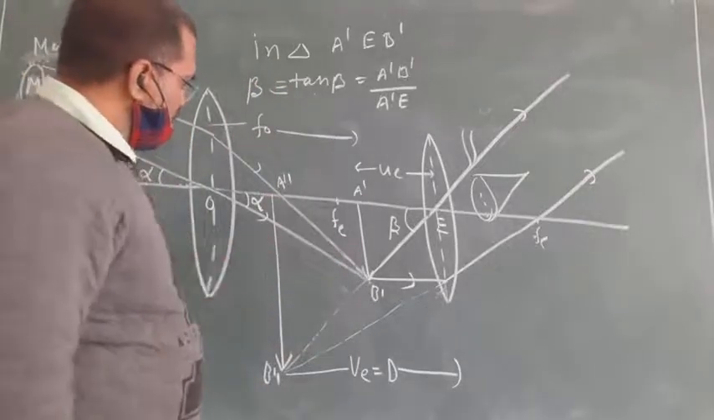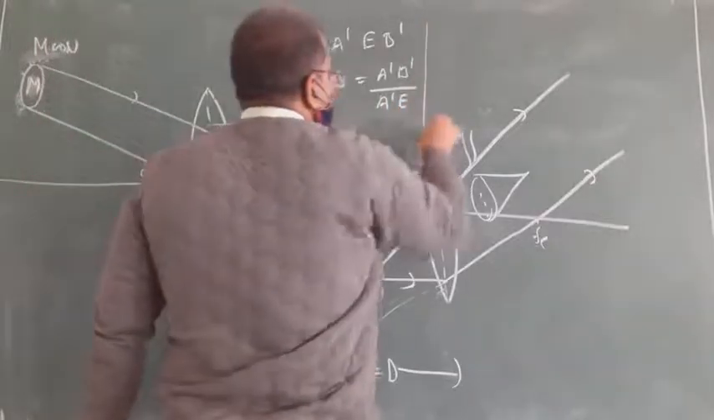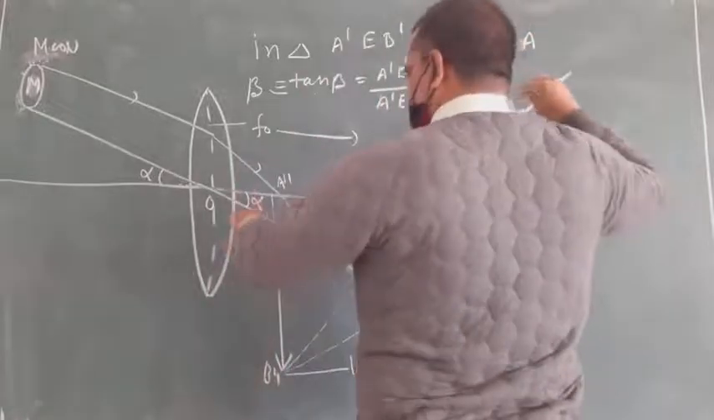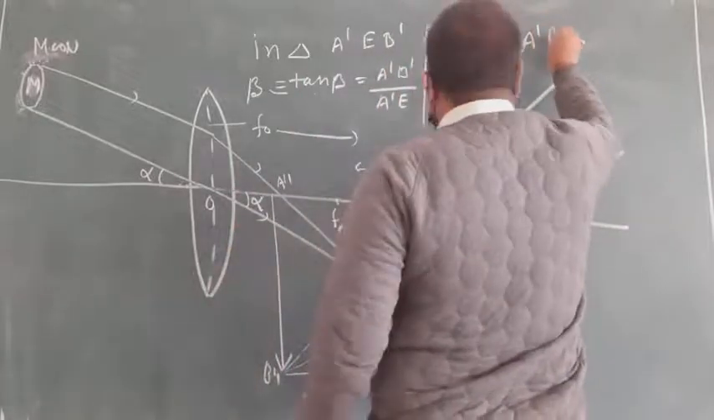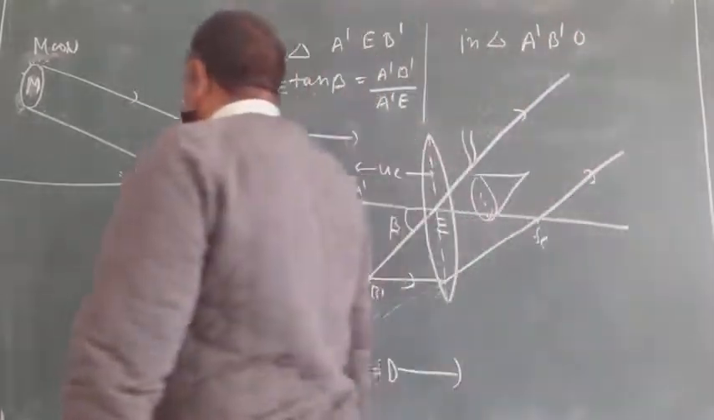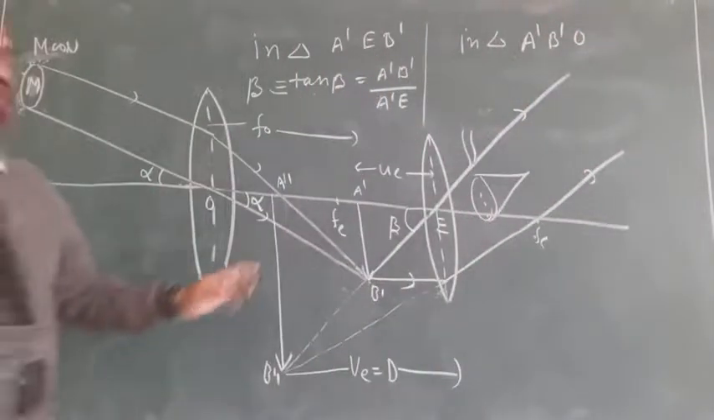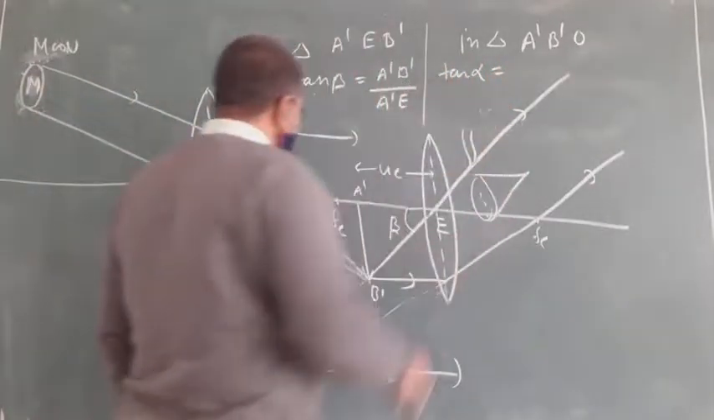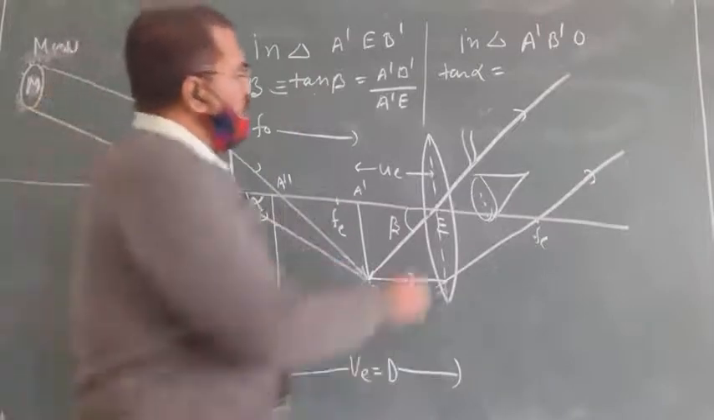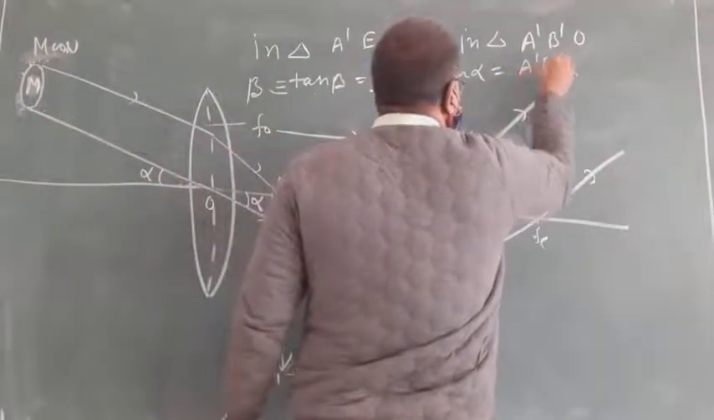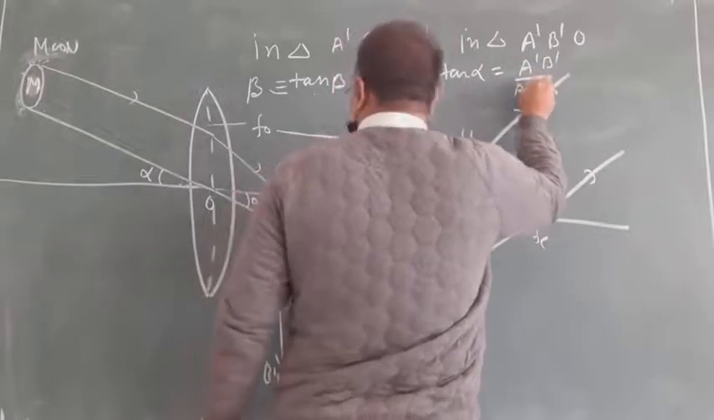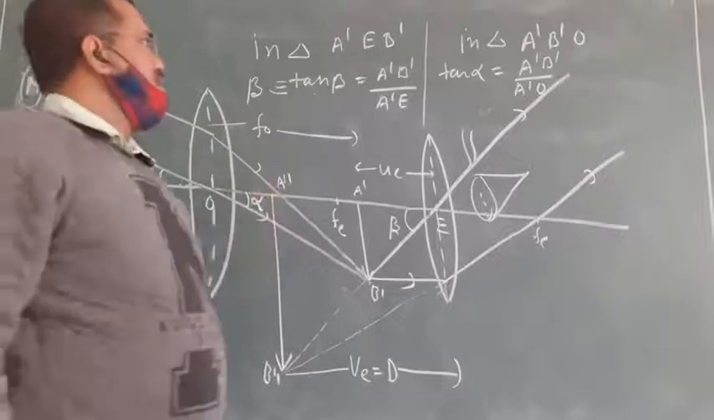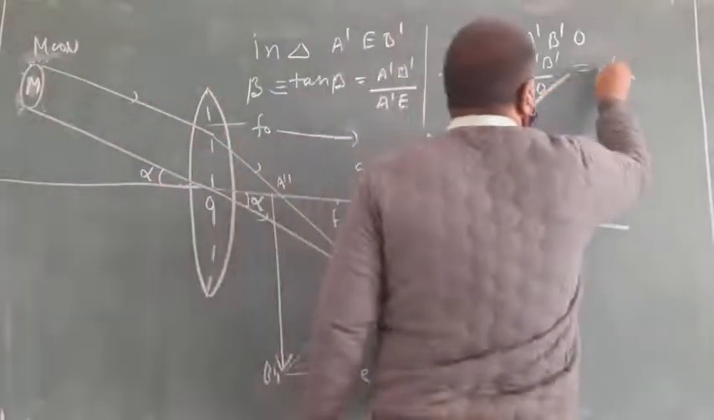Okay. Similarly, in triangle E'B'O, you can get alpha. What is alpha here? So tan alpha will be A'B' upon A'O. Since alpha is also very small, you can take tan alpha as alpha.